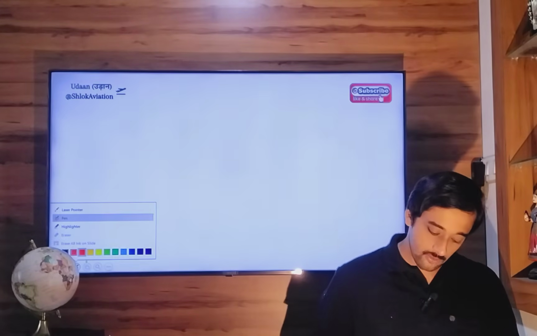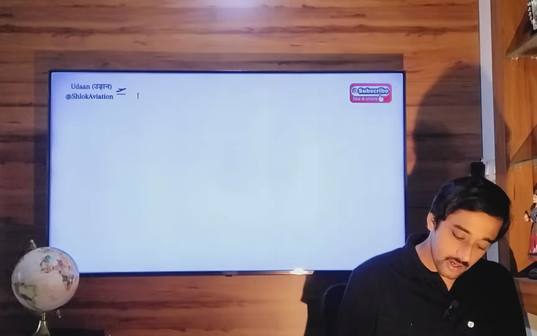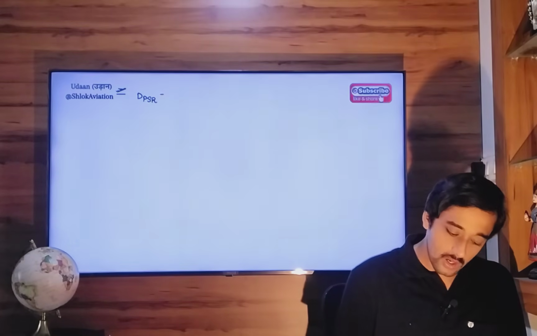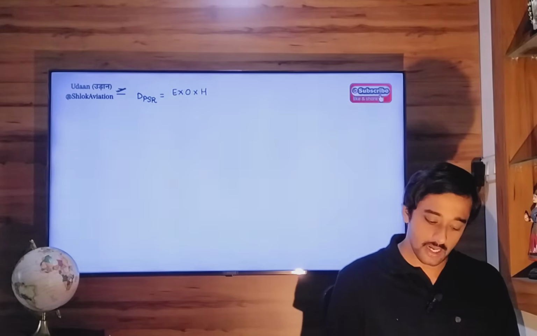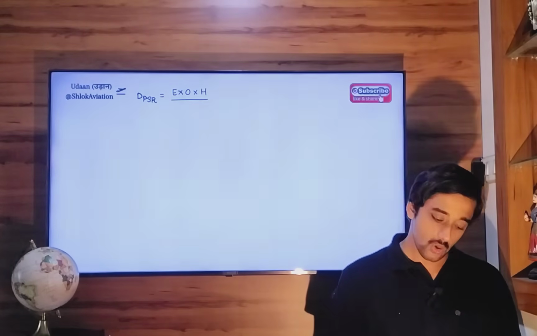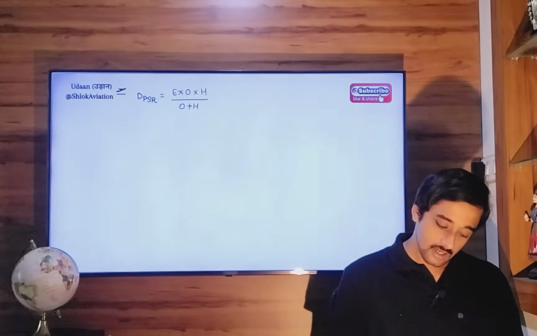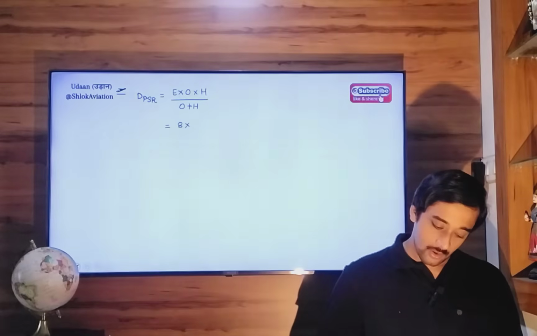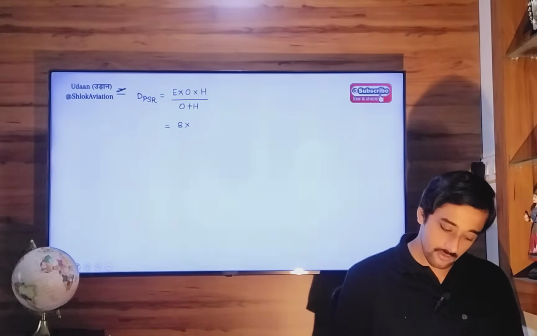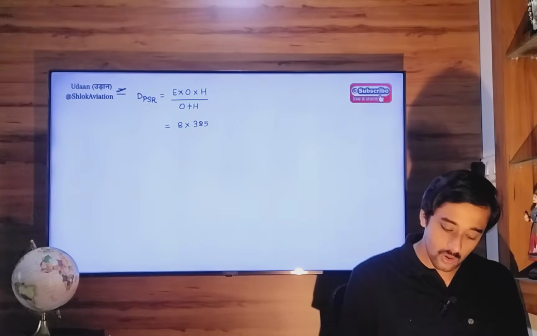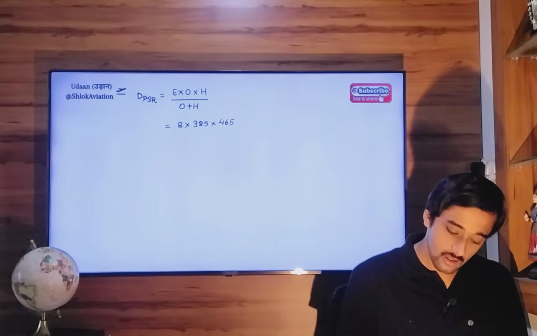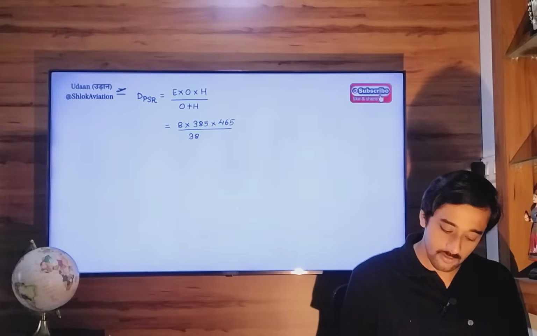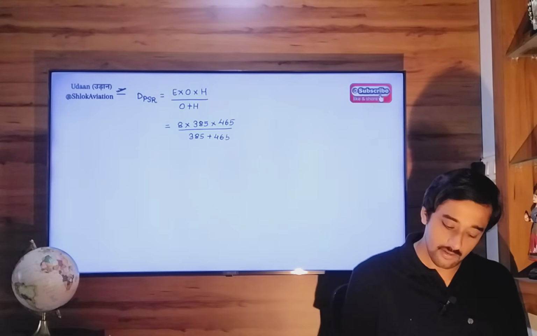Okay, so let's use the formula directly. Distance to point of safe return equals endurance multiplied by outbound speed into homebound speed divided by outbound plus homebound. So endurance equals 8 hours. Outbound speed is 385. Homebound speed 465, divided by 385 plus 465.